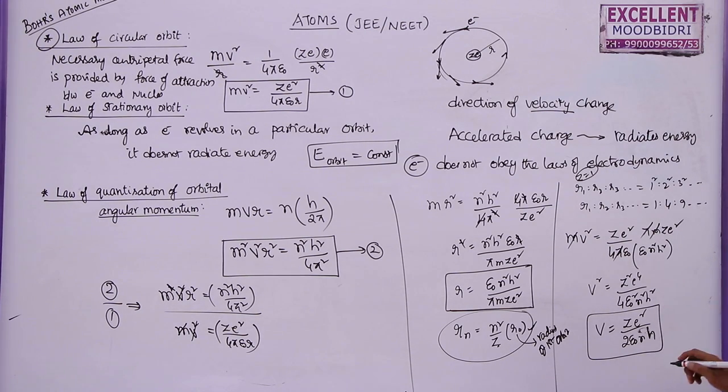In this equation, we can see velocity is directly proportional to z by n. For a given hydrogen atom, we know z is equal to 1. So velocity is inversely proportional to n for a given atom. So from this we can write v1 is to v2 is to v3 and so on is equal to 1 by 1 is to 1 by 2 is to 1 by 3 and so on.